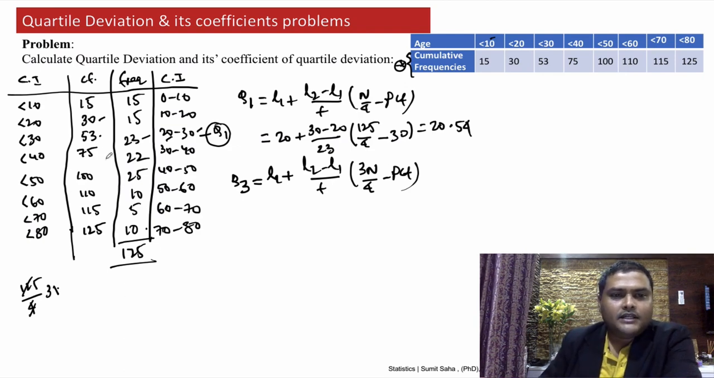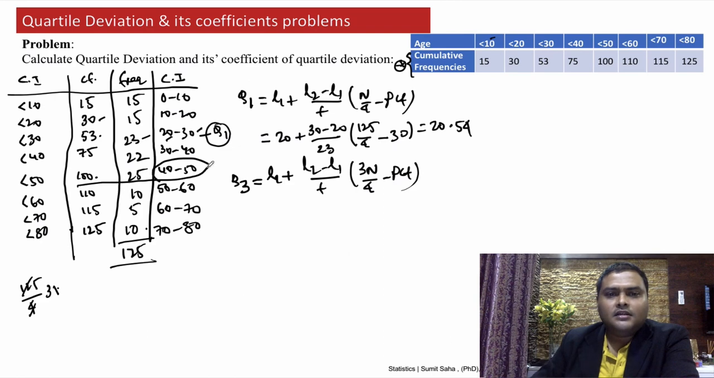So herein we can see 93 is falling under this class, right? So 100. Am I right? Right. So this is falling under this class. Done. So this is the Q3 class. So the moment we have identified the Q3 class, this will be L1, this is L2, this is F, and this 75 will be PCF, previous class cumulative frequency.